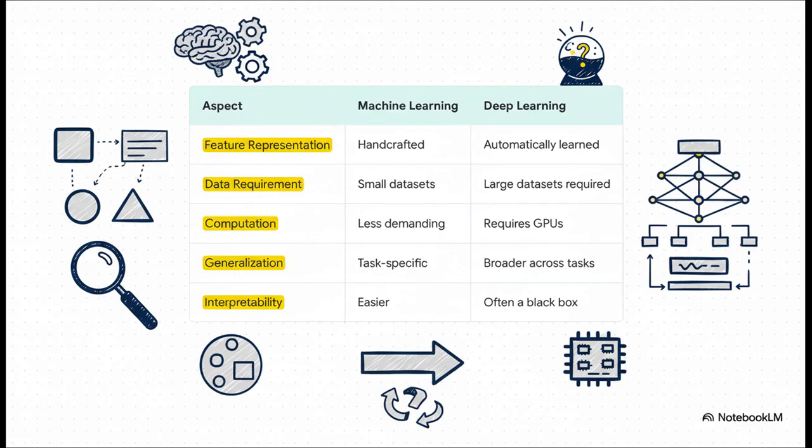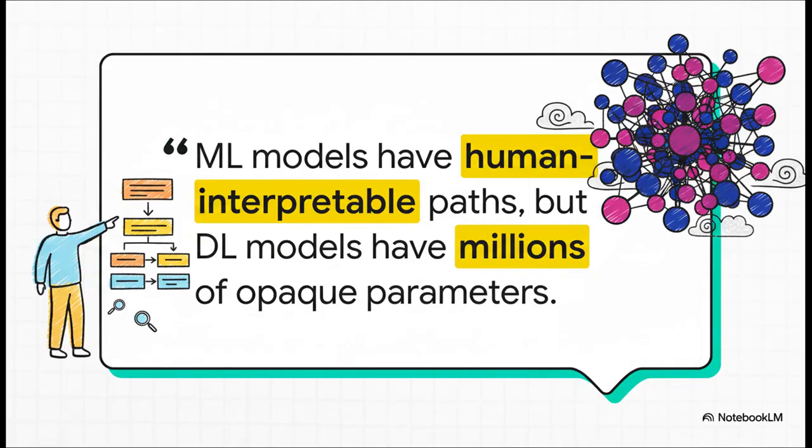But deep learning, well, it learns those features automatically. That's its superpower. But to do that, it needs a ton of data and some serious computing power, like GPUs. The payoff is that it's amazing at generalizing to new problems. But the biggest downside, the thing everyone talks about, is that it becomes a black box. And that right there, that is the absolute heart of the trade-off.